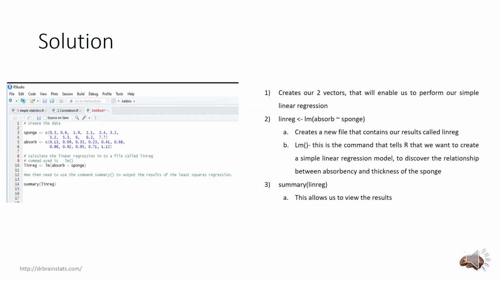So now we come to the solution. I am not going to read out code, so please just pause the slide whenever you feel you want to, so you can just see what it does while I just briefly explain what we're doing. Now the first part just creates our vectors. The first vector is called sponge and the second is called absorb. The second part creates a new file that contains our results called linreg. And our final part produces the results, which we'll see on the next slide.